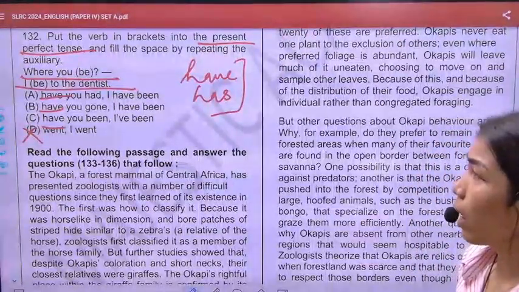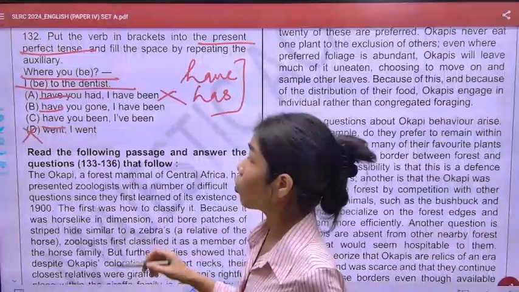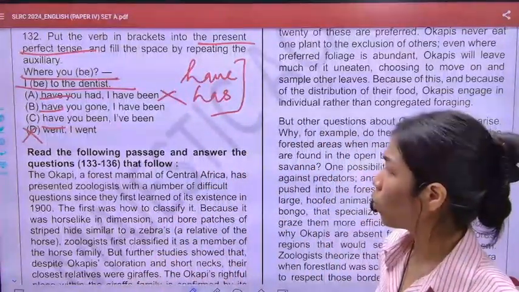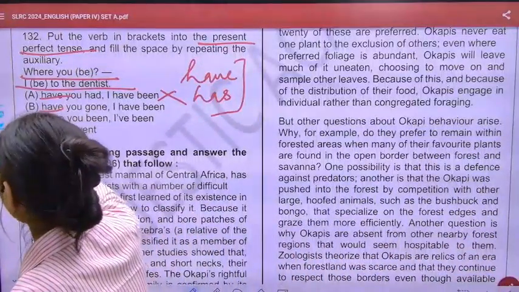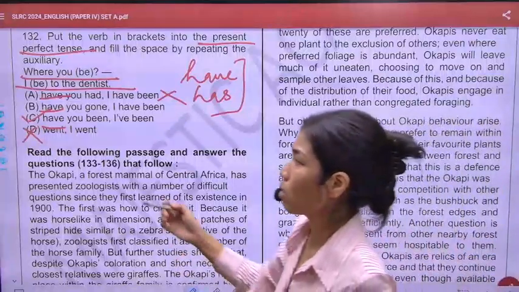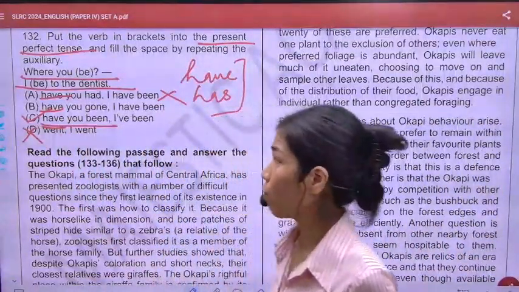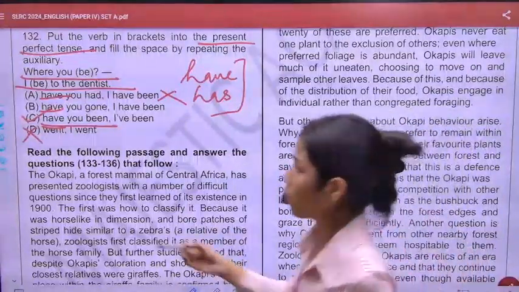Where you had, I have been. Again, not where have you gone. I have been to the dentist. Where have you gone? Where have you been? Okay, it should not be gone. Where have you been? Whenever we ask someone where you are or where you were, we ask with the sentence where have you been? I have been to the dentist. So option number C should prevail.